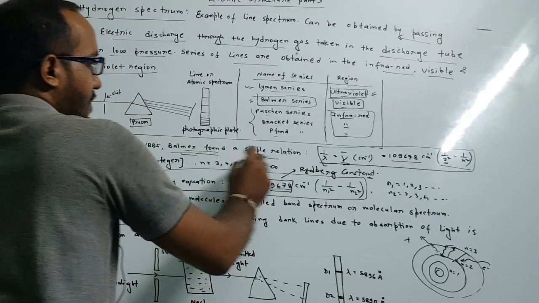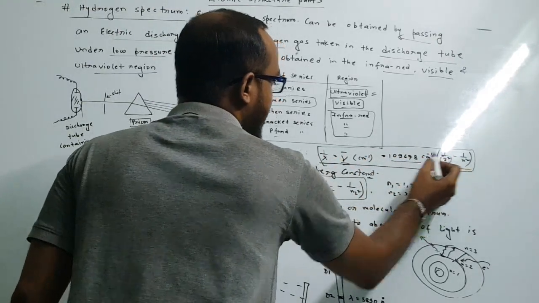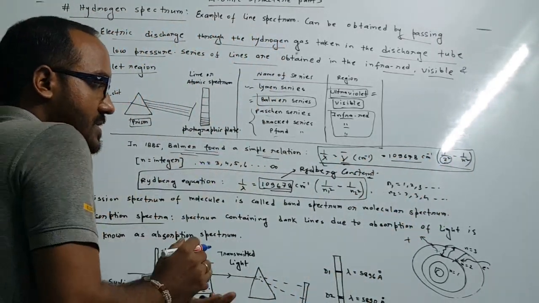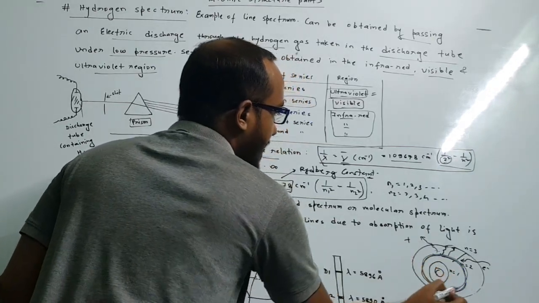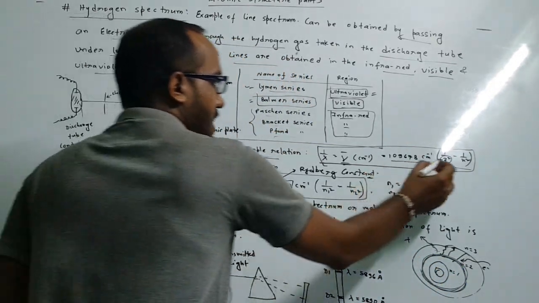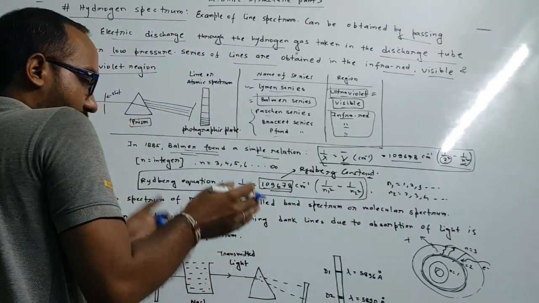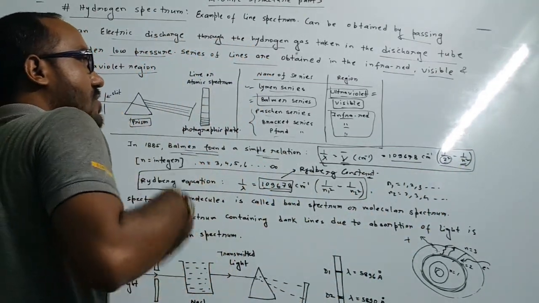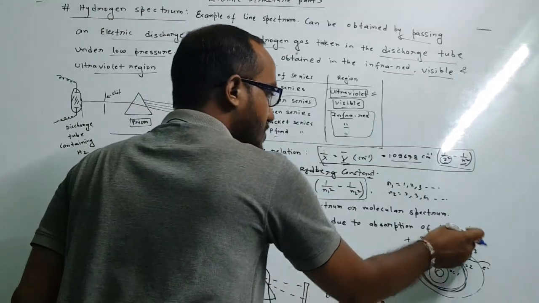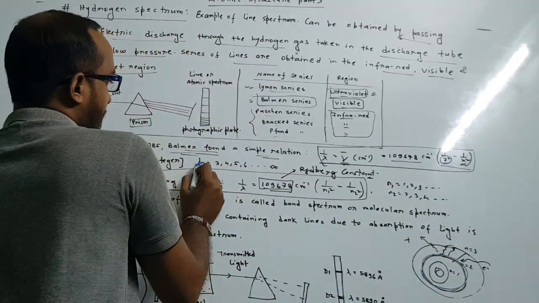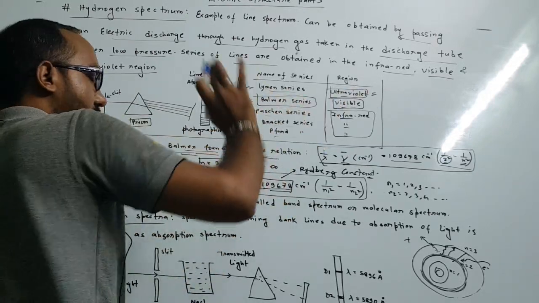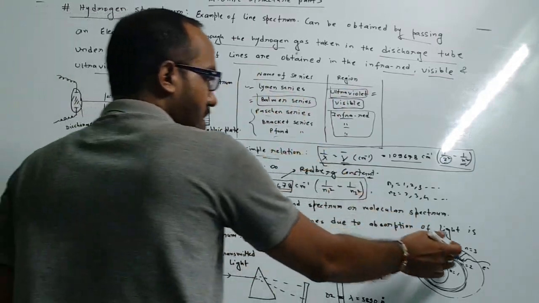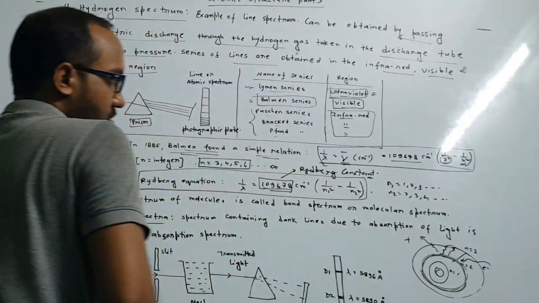In the Balmer series, as you have observed, we already have n1, that is the lower energy state, as 2. Lower energy state means the electron is lying in the second orbit. But from the second orbit, it will jump to a higher energy state, that is n equals 3, 4. That's why we have the value of n as 3, 4, 5, 6. It can jump to any energy state except n equals 2.